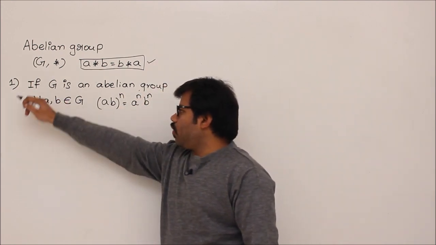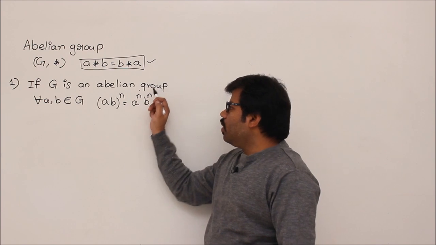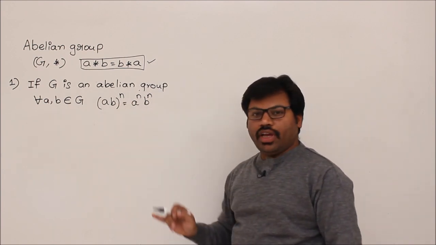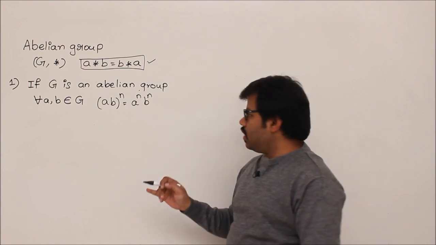So here, result number 1: if G is an abelian group, then for every two elements a and b belonging to that group, (ab) whole power n equals a power n b power n. Why it is true, we will see.